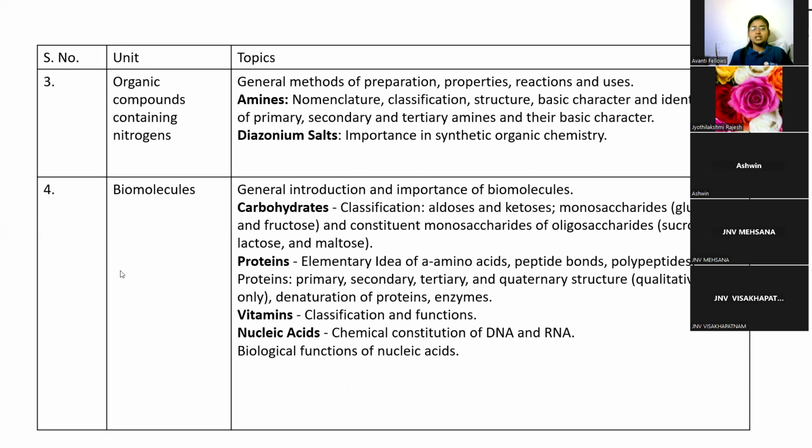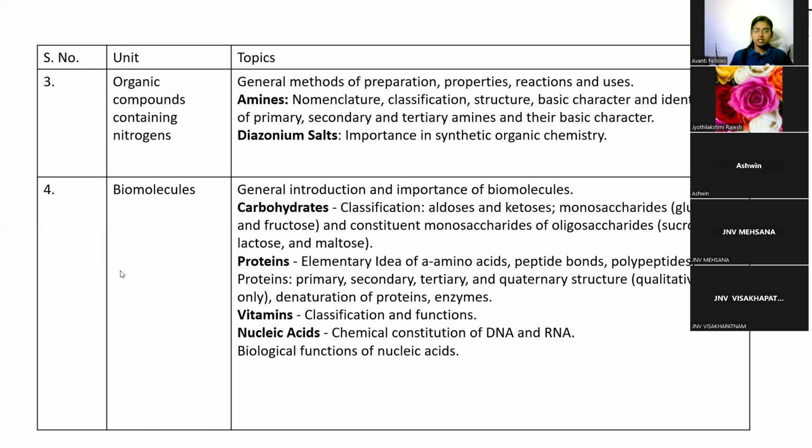Let me proceed with organic compounds containing nitrogen. Here we have two topics. One is about amines, the other one is about diazonium salts. In amines, again the same thing: nomenclature, classification, physical property, chemical property, etc. In diazonium salts, we will be discussing some important chemical reactions, some 7 reactions. So it is the smallest organic chemistry lesson we can say.